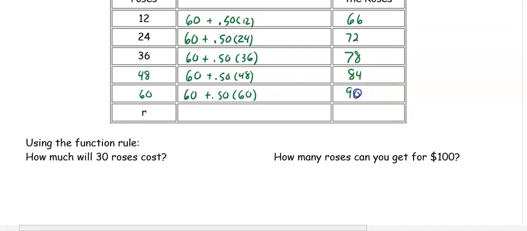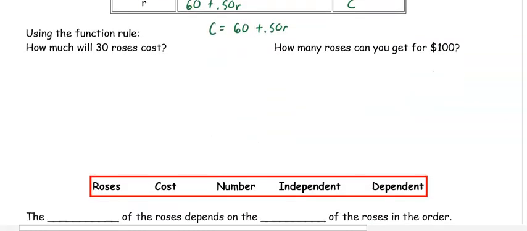That gets us $90. Now remember that we can put any number in for roses, so we can call that R. So we would have a service charge of 60 plus 0.50 times the number of roses is equal to our cost. So our function rule in this case would be C equals 60 plus 0.50 R. So now let's use that function rule to evaluate a couple of things.